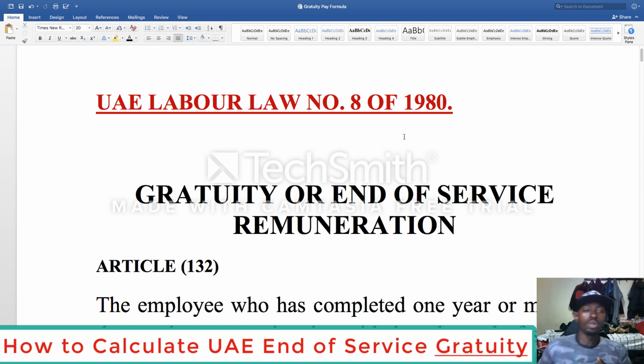So I'm going to be showing you the most simple and easy way to calculate your UAE gratuity. You don't need anybody to calculate for you. You just use your base salary and calculate it by yourself. It's very easy, straightforward, and simple. Let's get down to it.